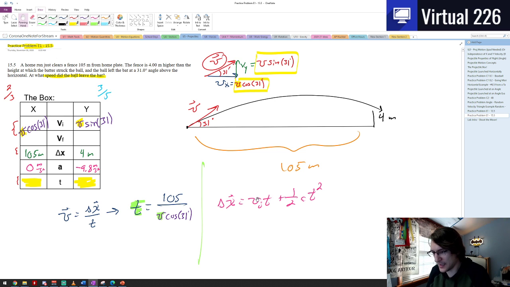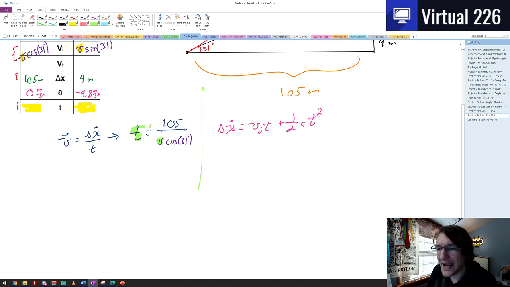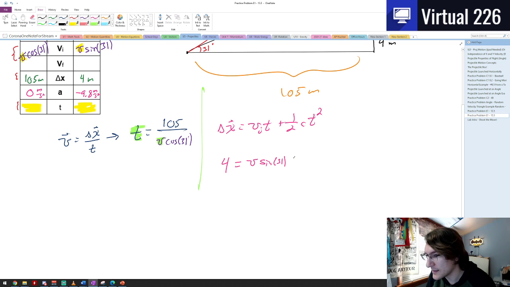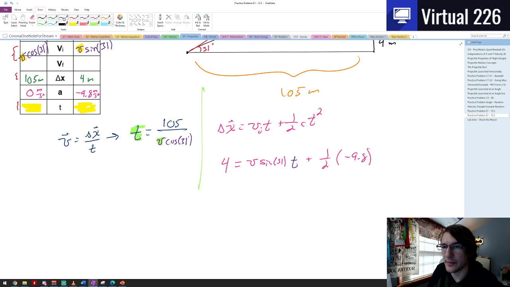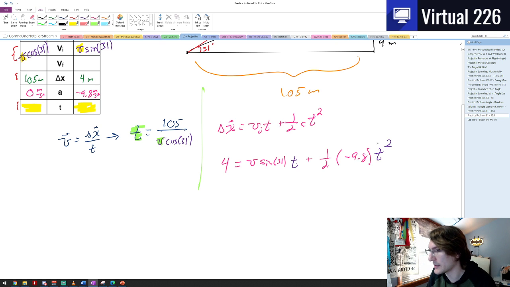And this is where things get interesting. I know what time is equal to, right? So watch this. What numbers could I put in over here? Well, I know delta x, or the displacement in the y direction, is 4. I know the initial y velocity is v times the sine of 31 multiplied by t. And be careful, that 31's in there. It's closed. And then this is going to be plus 1/2 times negative 9.8 multiplied by t squared.